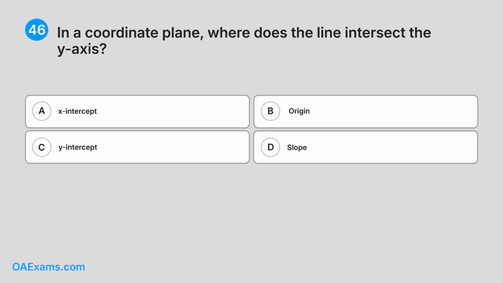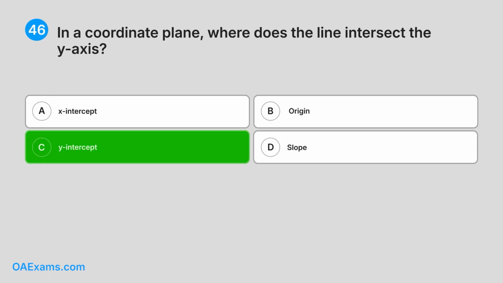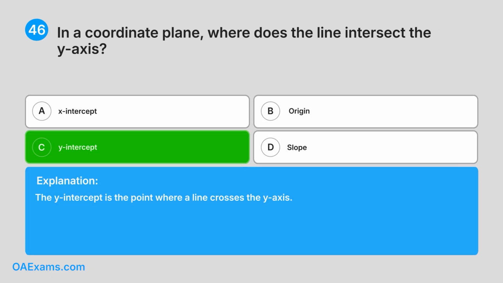Correct answer. C. Y-intercept. Explanation. The y-intercept is the point where a line crosses the y-axis.